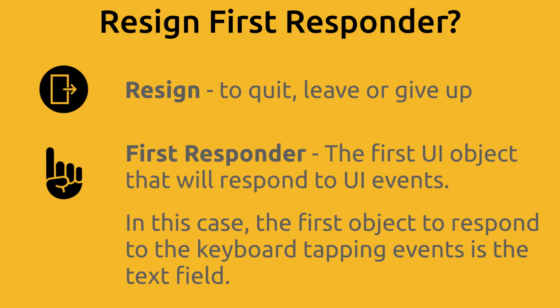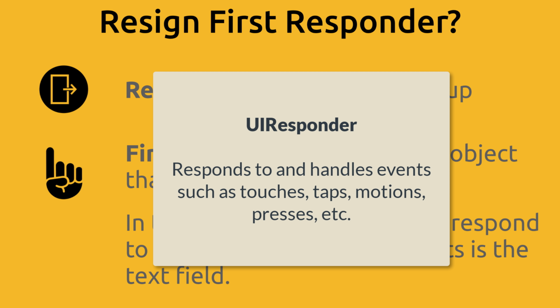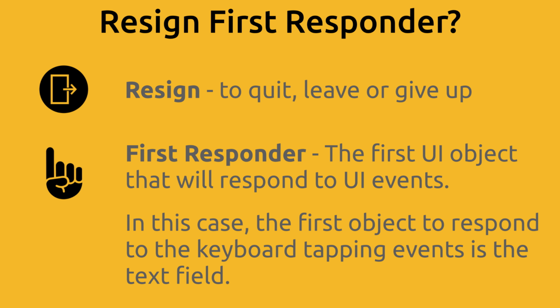And the text field is going to intercept those messages first and handle them by displaying whatever key or character you typed on. So all UI views can respond to UI events because they all inherit from this class called UI responder. And all UI controls, like the text field, inherit from the UI view. And text fields get assigned as first responder automatically as soon as the user taps on it and the keyboard comes up. So we don't have to tell it to be the first responder. It becomes the first responder automatically. But we do have to tell it to resign being the first responder.